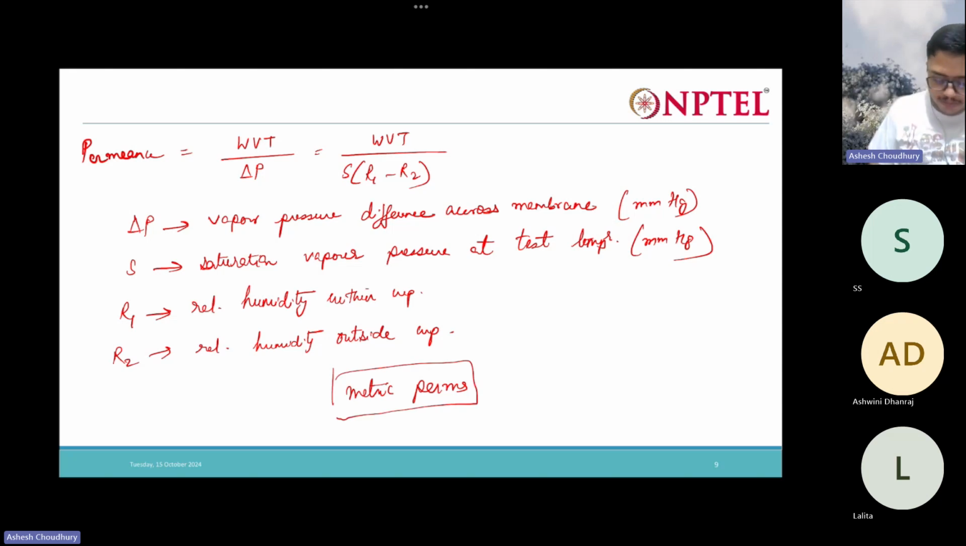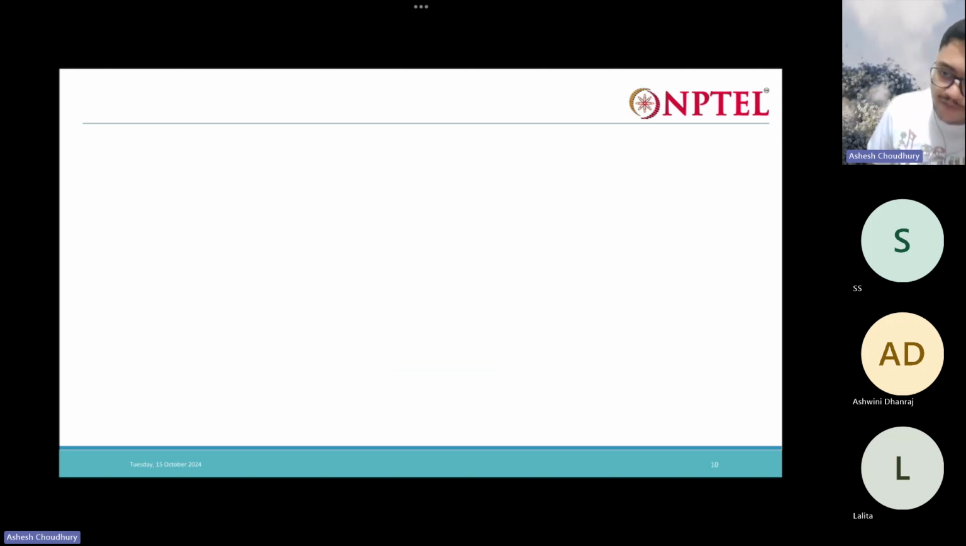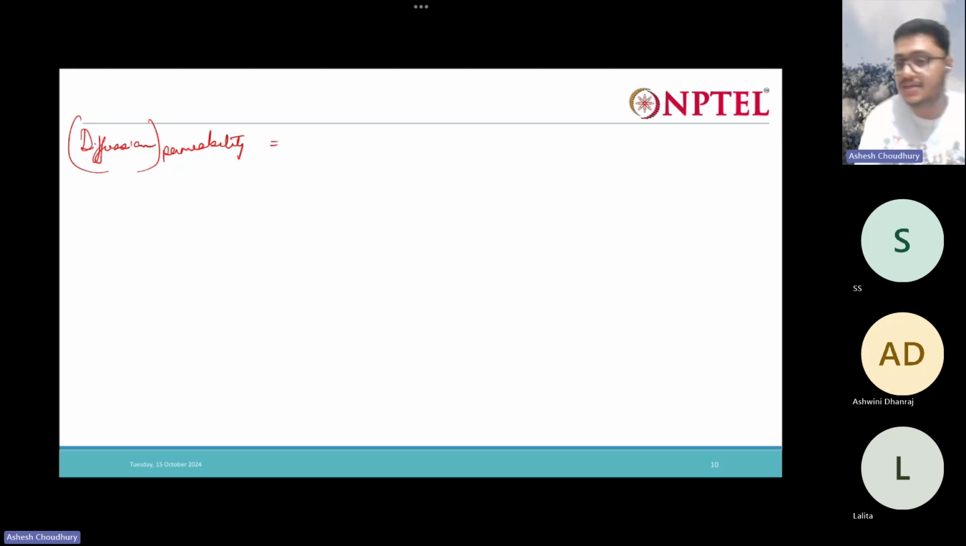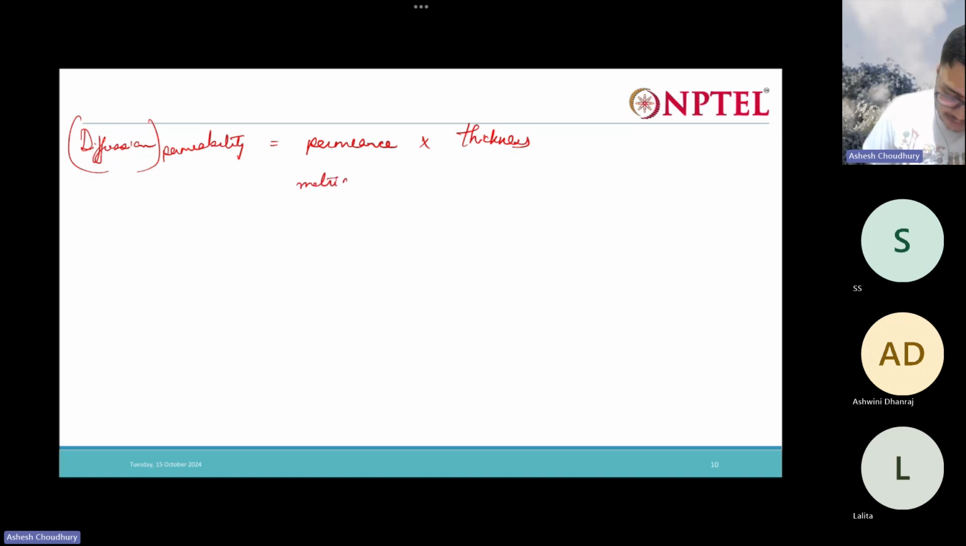The unit is metric perms. There is one more thing we can get from here, that is diffusion. This diffusion is also known as permeability. This is not the same as the other permeability that we study in soil mechanics. This is different. This is nothing but permeance into the thickness of the geomembrane. The unit is metric perm mm.